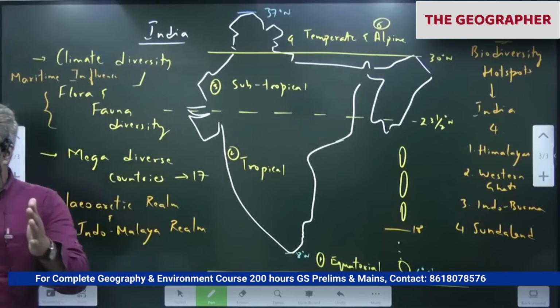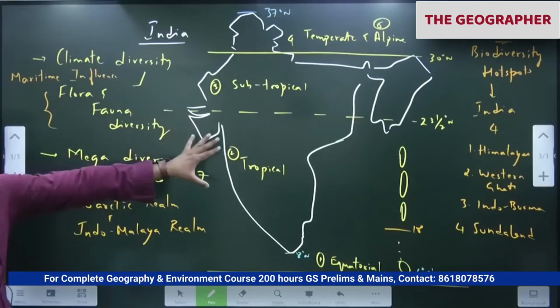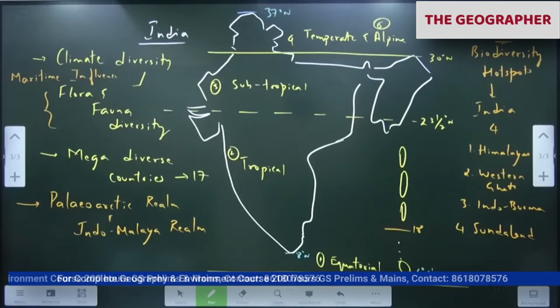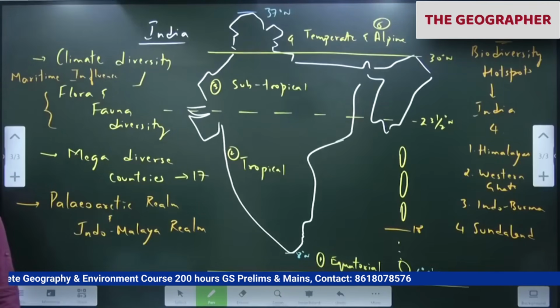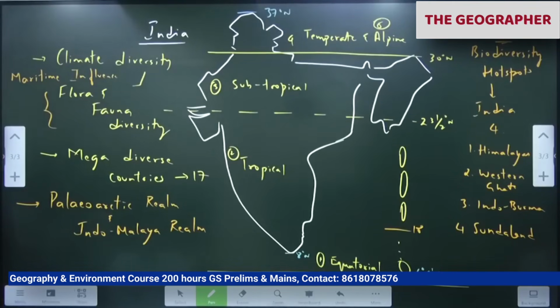Because majority rainfall takes place during 4 months due to monsoon winds. So we are part of majority monsoon biome. Rest of the time, rainfall is less. Majority rainfall takes place during monsoon.